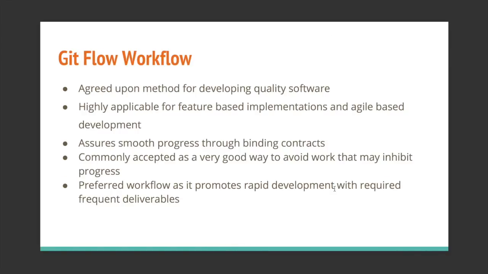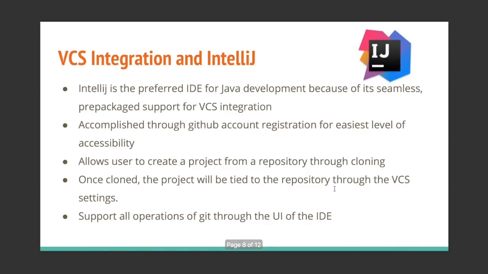The Git flow workflow. It is the agreed upon method for developing quality software. It's highly applicable for feature-based implementations and agile-based development. It does assure smooth progress through binding contracts. Commonly accepted as a very good way to avoid work that may inhibit progress. It is the preferred workflow as it promotes rapid development with required deliverables. Alright, we're going to discuss that in a moment.